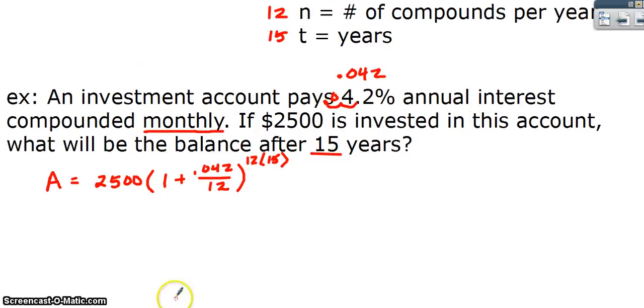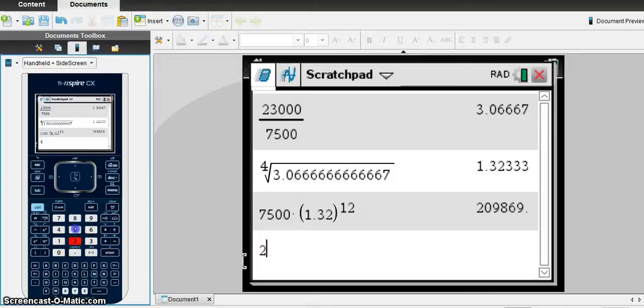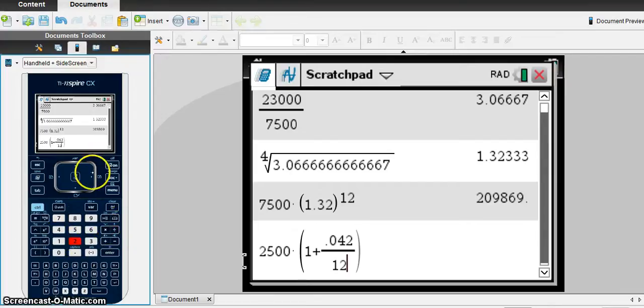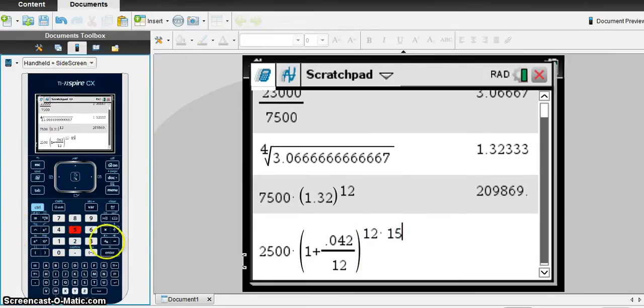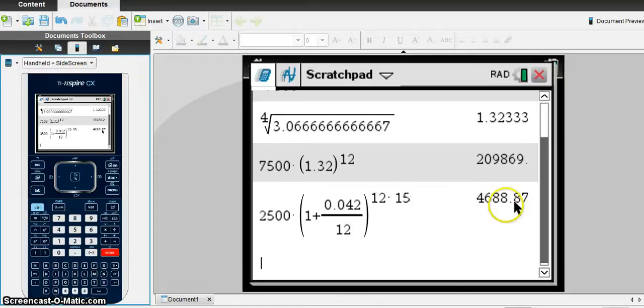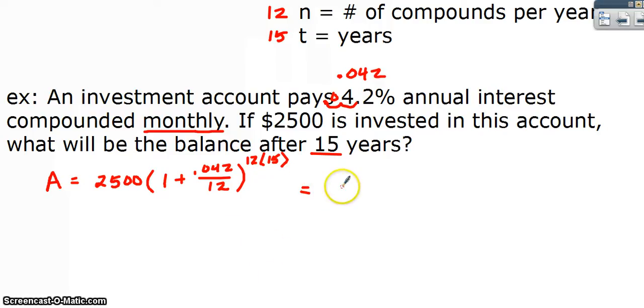We'll use our calculator here again. 2,500 times, make sure to put this part in parentheses, 1 plus 0.042 divided by 12. And we'll close our parentheses, and then we'll raise it to the power of 12 times 15. So after 15 years, that $2,500 would become $4,688.87. So this equals $4,688.87.